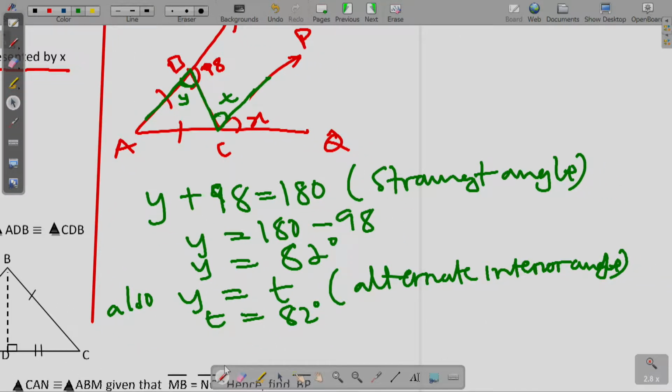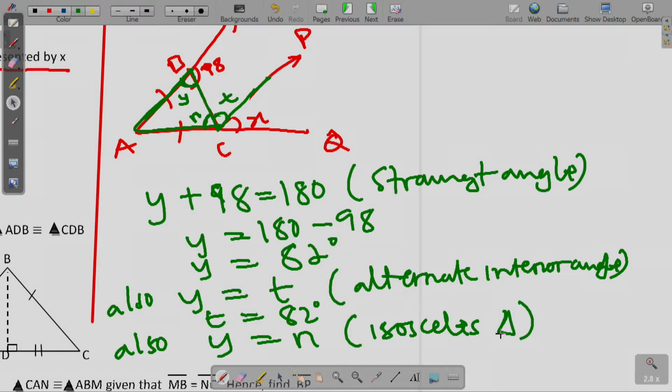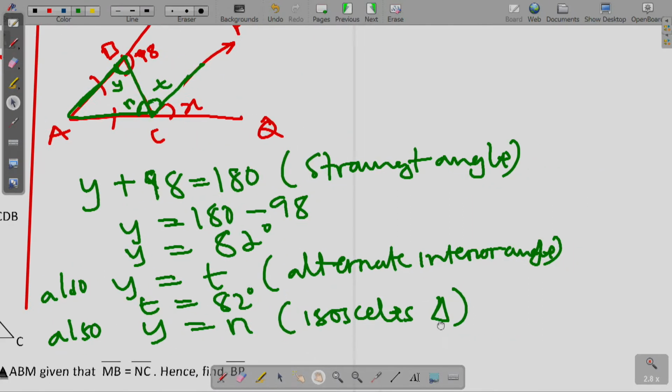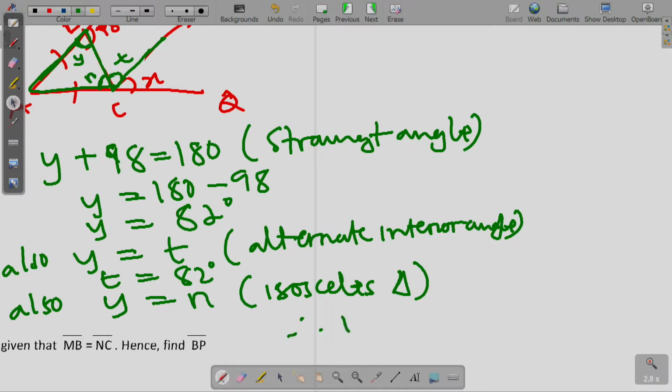Also, from our figure here, we have this isosceles triangle. This means that this angle and this angle are the same. If here we put angle N, therefore Y is equal to N, because it is an isosceles triangle. Therefore, N is also equal to 82. Now we have the value of N, value of T. Let's now find the value of X.